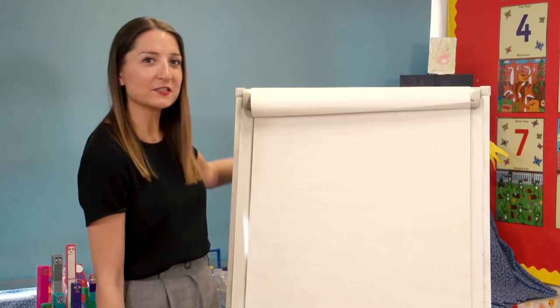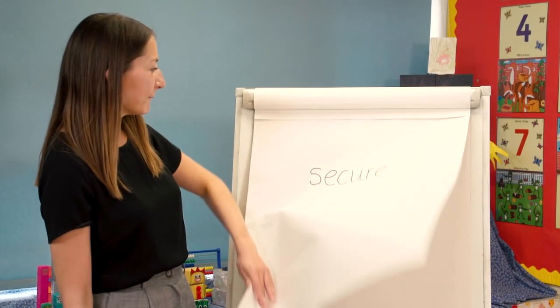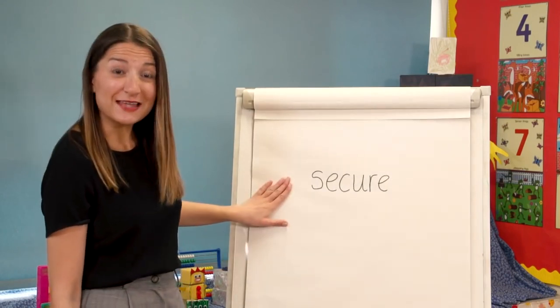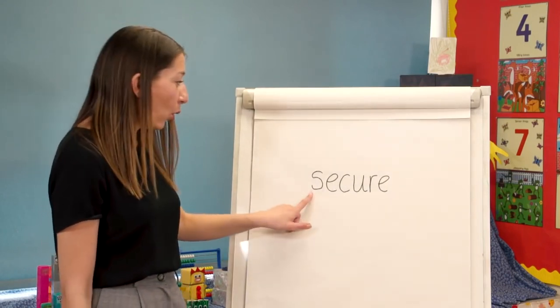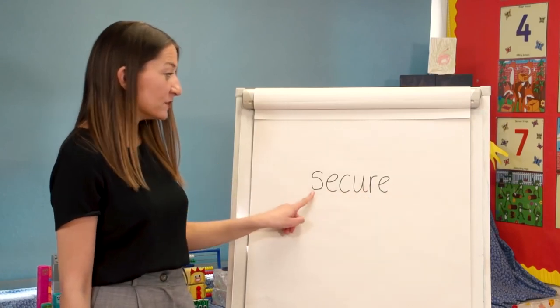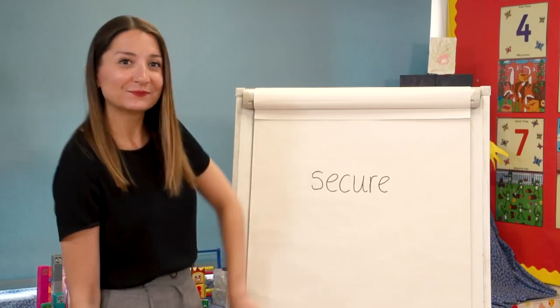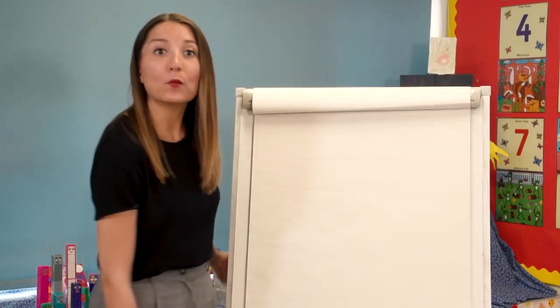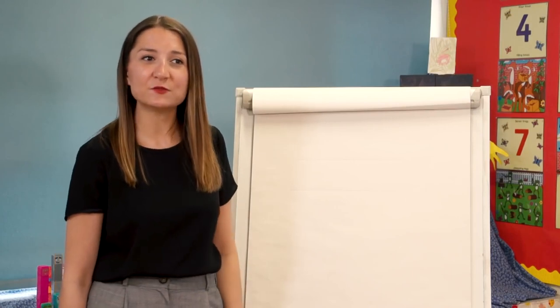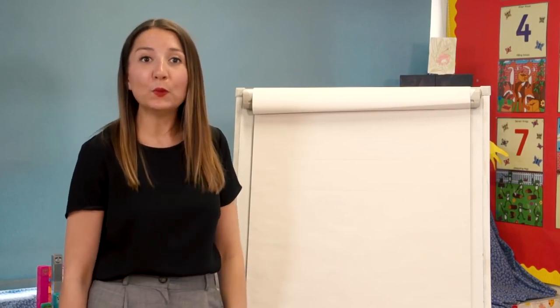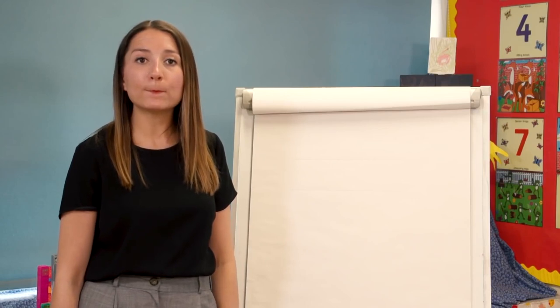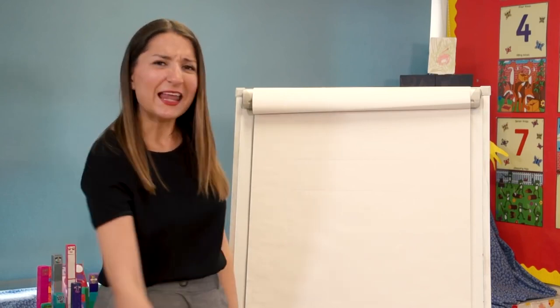Right, shall we check our spelling? Does your word look the same as mine? Did you get all four sounds in? S, E, K, ure. Now, let's spell boatman. Segment the sounds with me. Boatman. B, O, T, M, A, N. Let's count how many sounds there are. B, O, T, M, A, N.